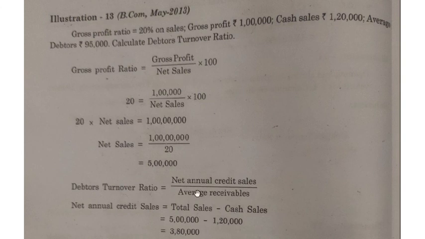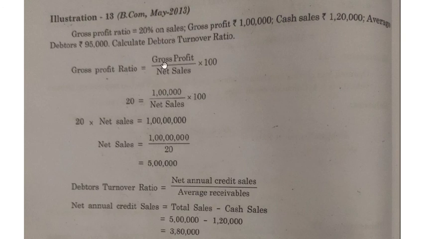The formula to calculate the debtors turnover ratio is net annual credit sales divided by average receivables. Net annual credit sales, do we have? We do not have. The average receivables, do we have? We do not have. So first let us calculate it individually. They have given the gross profit ratio and gross profit, and by this formula we can calculate the net sales.